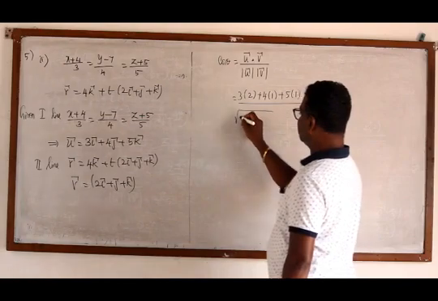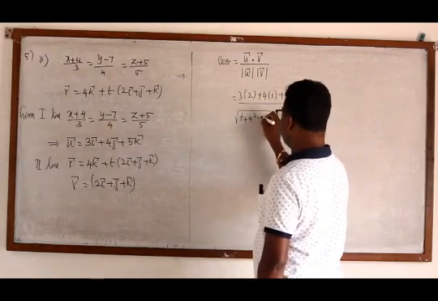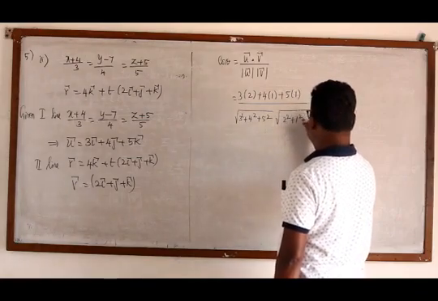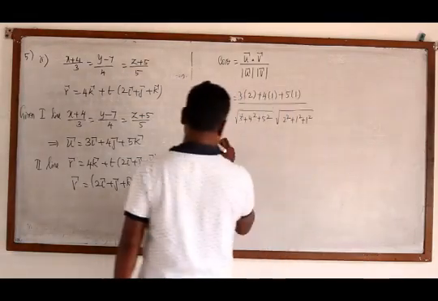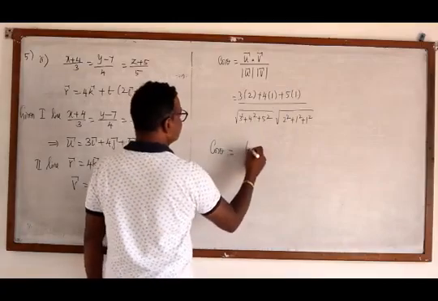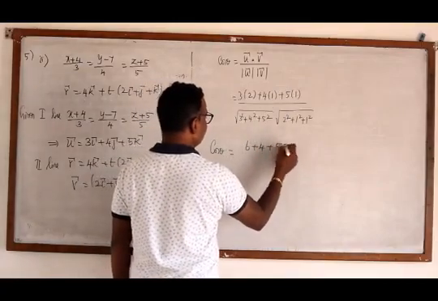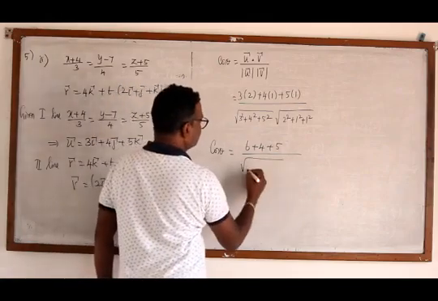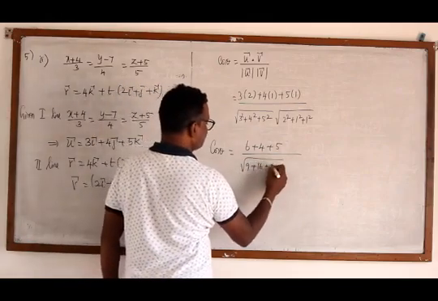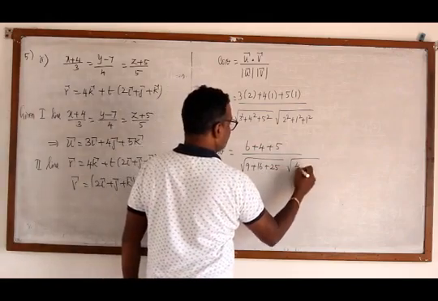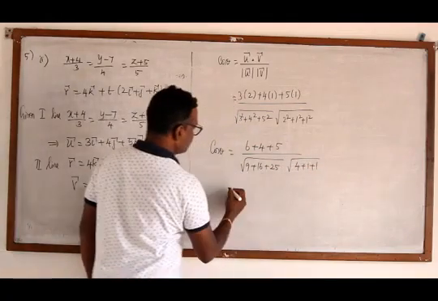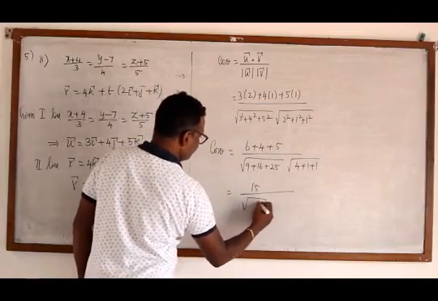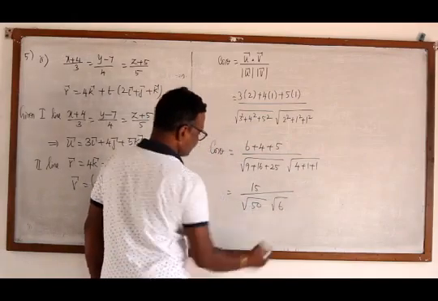Root of 3 square plus 4 square plus 5 square, and root of 2 square plus 1 square plus 1 square. So cos theta equals (6 plus 4 plus 5) by (root of 9 plus 16 plus 25) into (root of 4 plus 1 plus 1). That is 15 by root of 50 into root of 6.